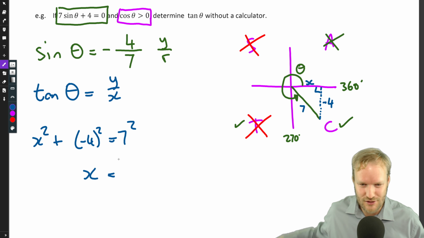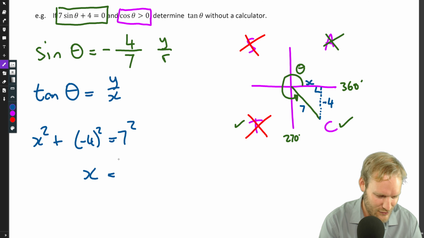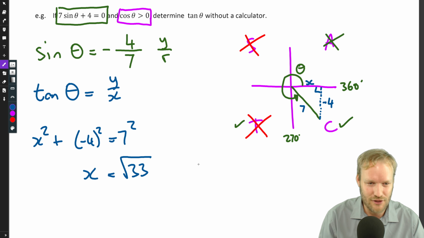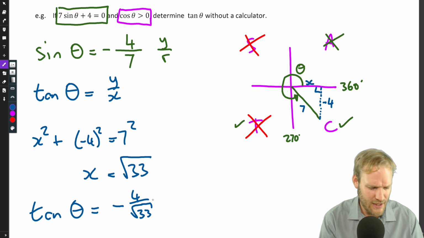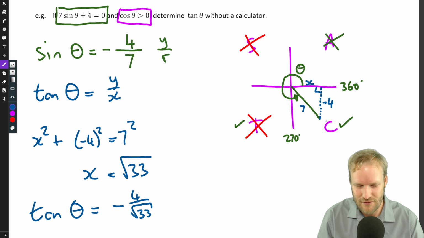Somewhere around here I have one of these trusty things called a calculator, because I'm too lazy to work this out. So 7 squared minus 4 squared equals 33. So we're going to take the square root of 33 as x. Therefore, tan theta equals y over x. So tan theta must be negative 4 over root 33. And our final check is, tan is negative from what we've done. Yes, that makes sense, that tan is negative in quadrant 4.